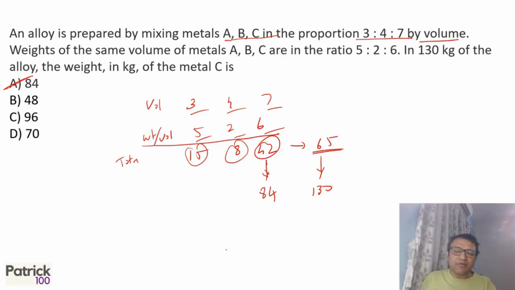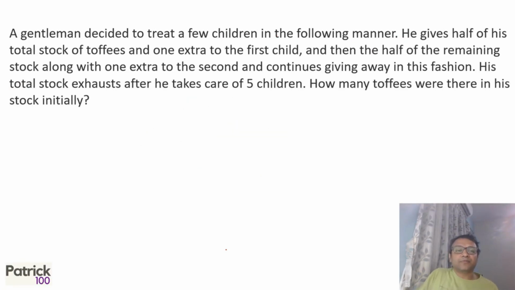Simple. Not very difficult. Some of these are comparatively simple. A gentleman decided to treat a few children in the following manner. He gives half of his total stock of chocolates and one extra, and so on. His total stock exhausts after he takes care of 5 children. So last he'll be left with 0.